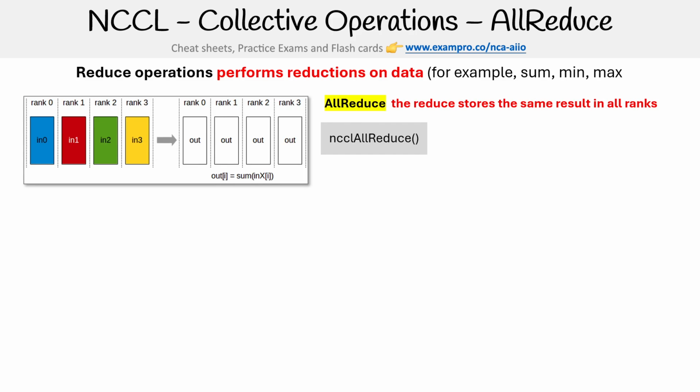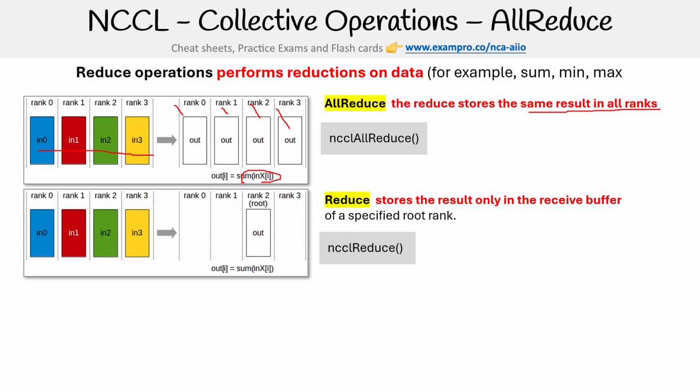So look at the graphic on the left-hand side. Here we have our incoming values, reduce and store the same result in all ranks. So the same value is going to go in all four of these. So if it's going to sum it up, the sum is going to get returned back to all those GPUs. Okay, remember, ranks are just GPUs. They got an input, they're doing an output. So here, reduce stores the results only in the receive buffer. So very similar. We're doing a sum, but we're only sending it back to a single machine, right?